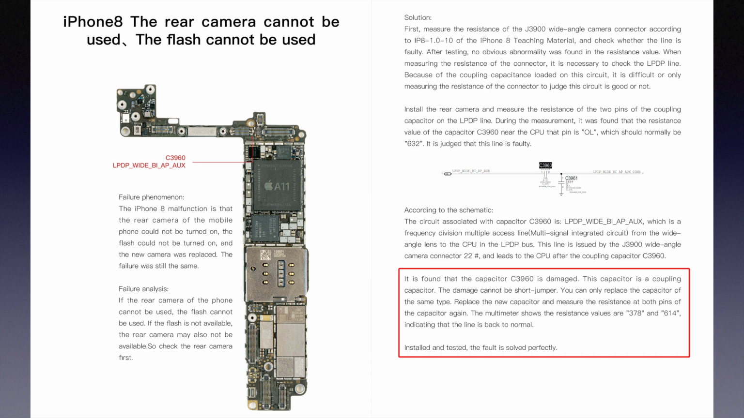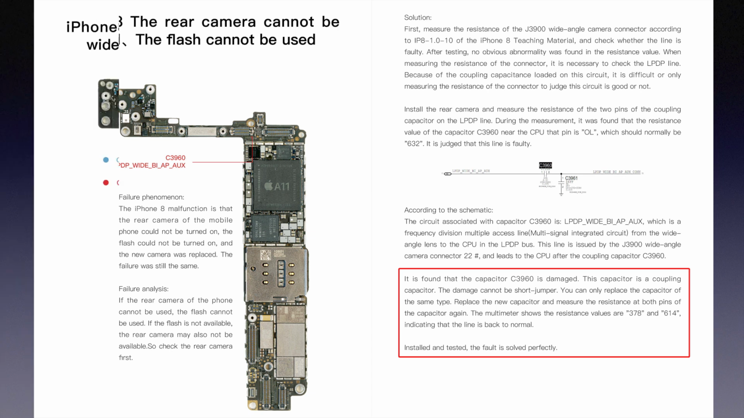This capacitor is a coupling capacitor. The damage cannot be short jumpered. You can only replace the capacitor with the same type. Replace the new capacitor and measure the resistance at both pins of the capacitor again. The multimeter shows the resistance values are 378 and 614, indicating that the line is back to normal. Install it and test it. The fault is solved perfectly.